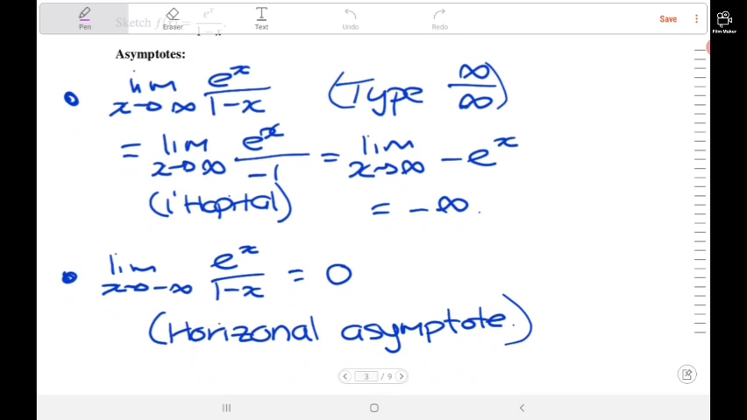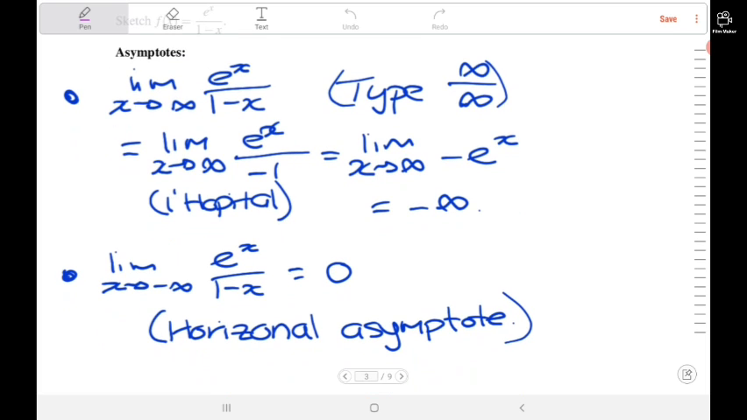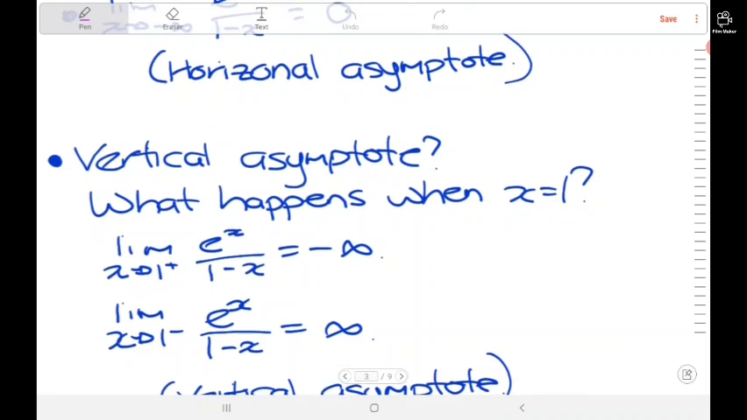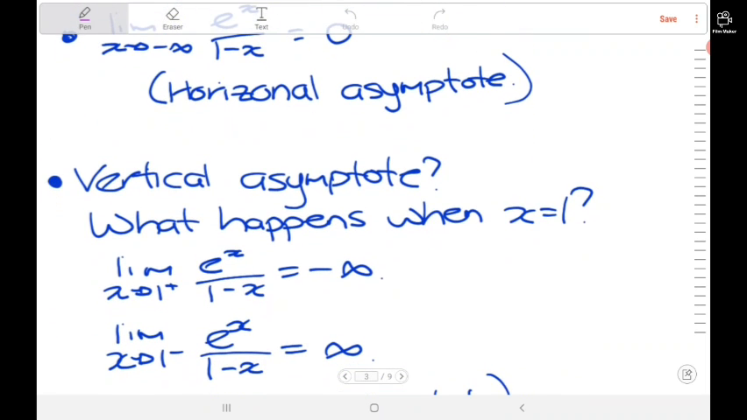So that's our only horizontal asymptote. Now we'd like to see if there are any vertical asymptotes, and really the possible candidate is the one where we're dividing by 0, so this value x equals 1, which isn't in the function's domain. So we'd like to know what happens when x equals 1.